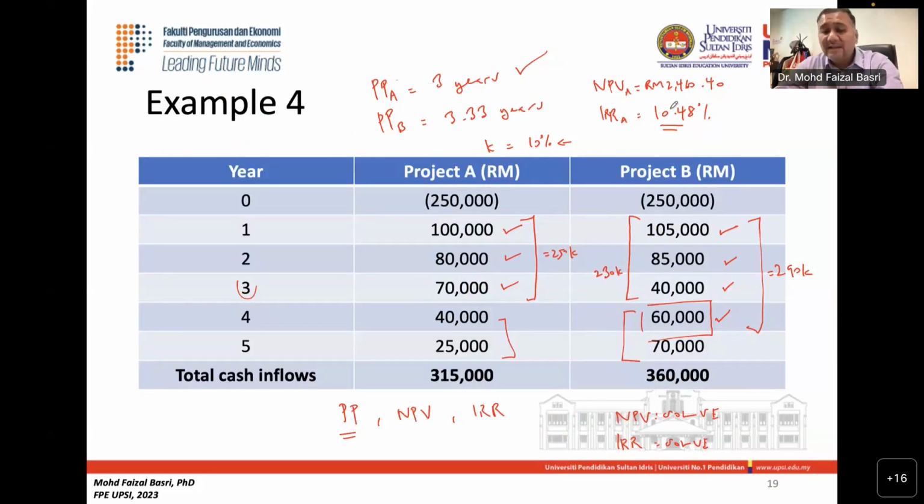However, based on the value itself, based on NPV and internal rate of return, project B actually gives us better returns because it gives us higher net present value. We get more money into this value. And secondly, the rate of return is higher. Imagine the cost is 10%, you can get 15% returns. So that's the assumption.